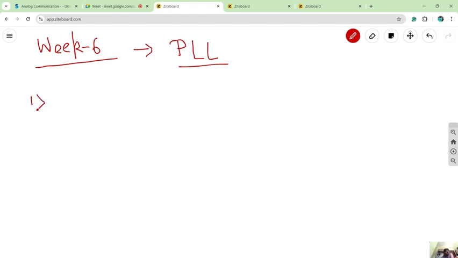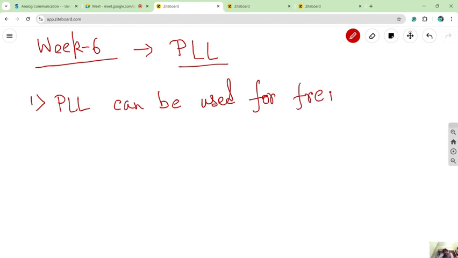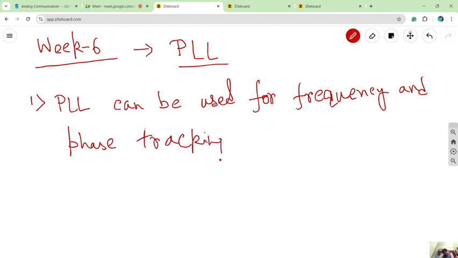First question is: PLL can be used for frequency and phase tracking. Option A true, option B false.